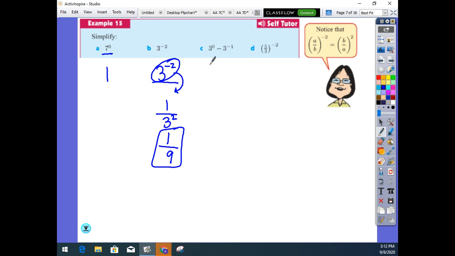All right. Anything to the 0 power is 1 minus 3 to the negative 1, which is 1 over 3 to the first. I'm going to move 3 to the negative 1 to the bottom, and it just becomes 3 to the first. 1 minus 1/3 is 2/3.